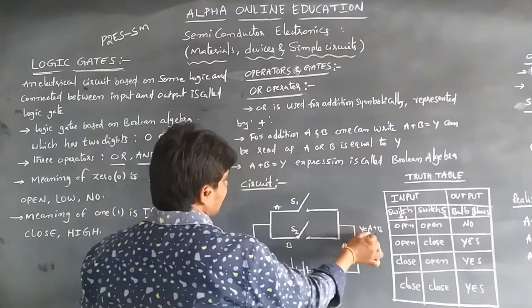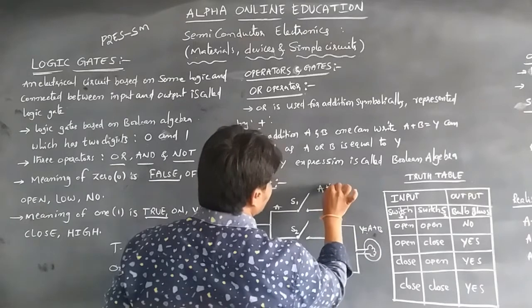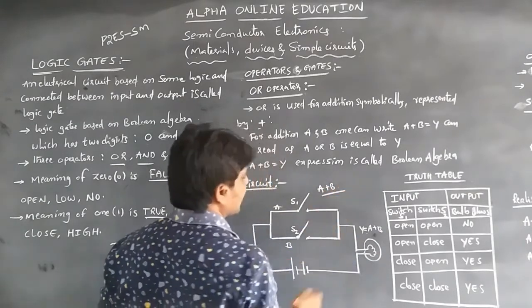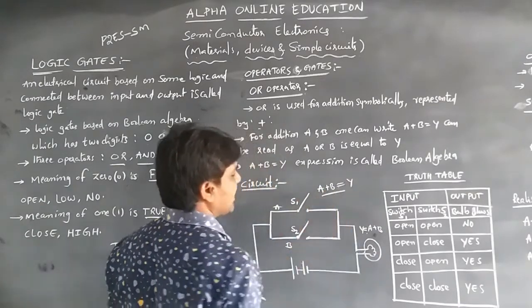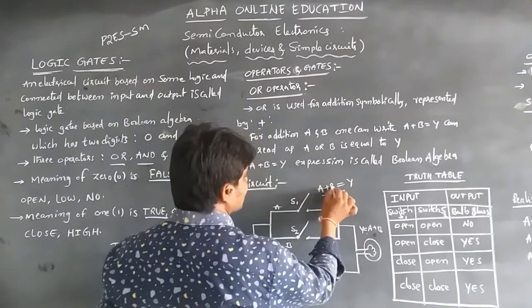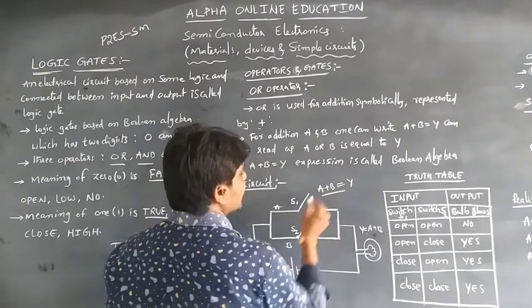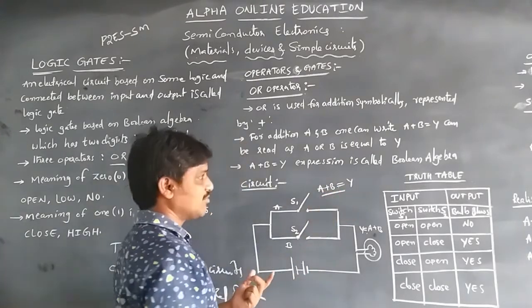We can read A plus B as A OR B is equal to Y. This is the Boolean algebra. Whenever we get the addition symbol between the two inputs A and B, then A OR B is equal to Y according to Boolean algebra.